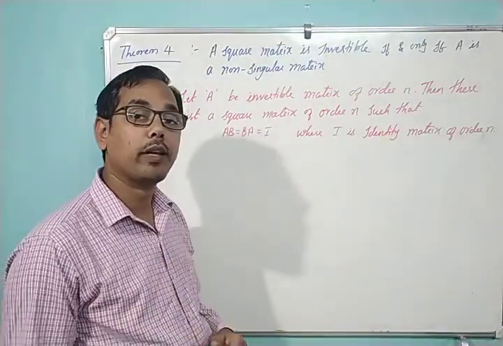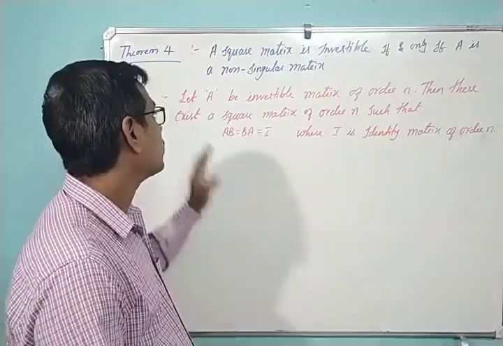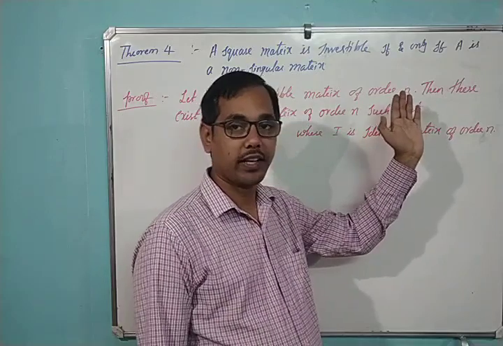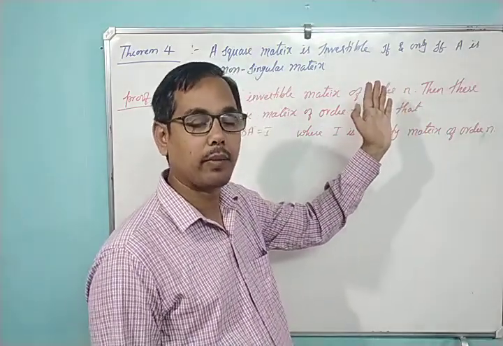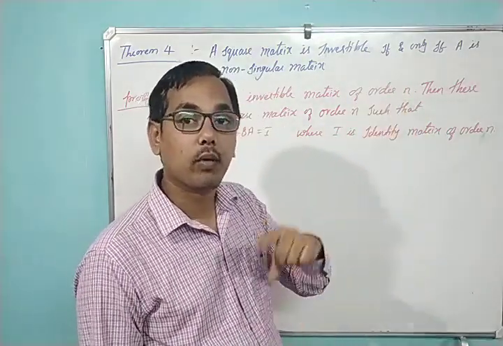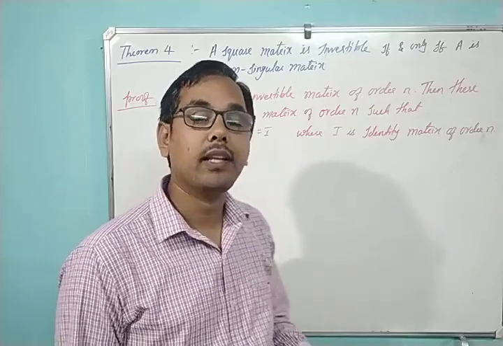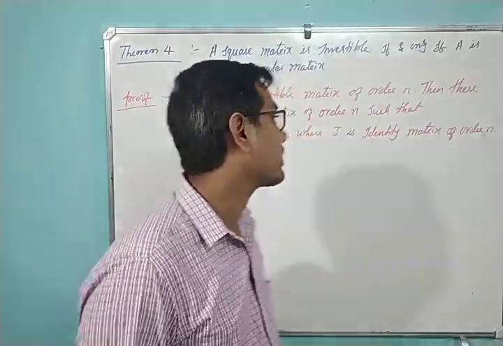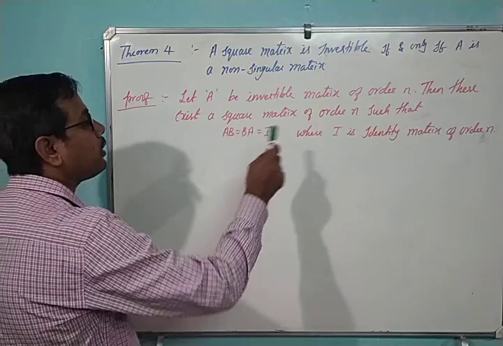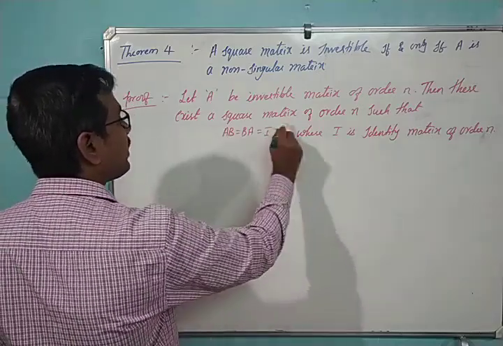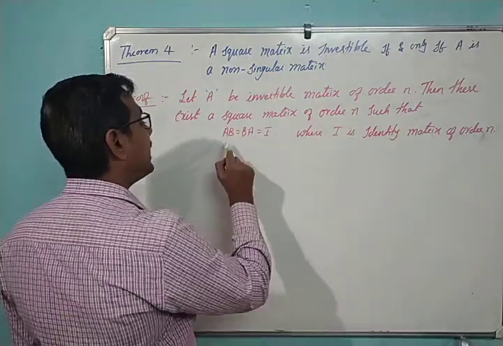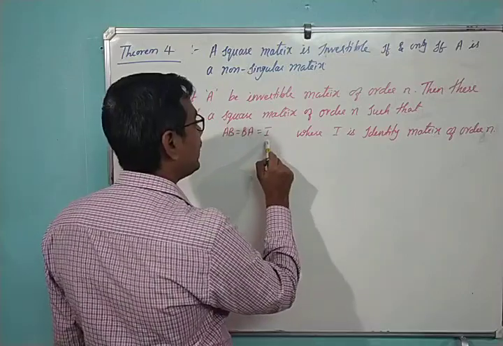A into B should be equal to B into A should be equal to I. So if A is an invertible matrix of order n, then definitely there exists an inverse. As A is invertible, definitely there exists an inverse, right? So for matrix A of order n, there exists a square matrix B of order n such that A into B is equal to B into A is equal to I.